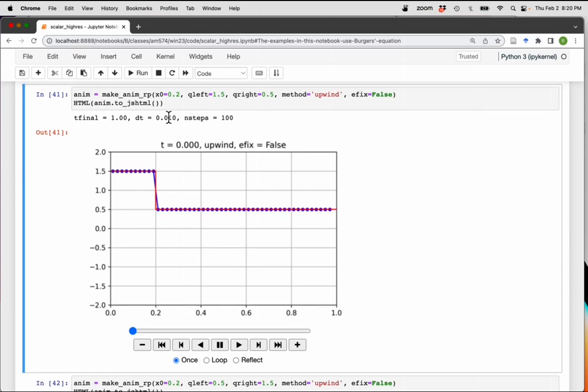And so I can specify where the initial discontinuity should be here at x equals 0.2, and what the left and the right states are, and which method I want to use, and whether or not I want to include this entropy fix. So let's first look at this upwind method, just written in this wave propagation form without any entropy fix, so ignoring the possibility of transonic rarefactions, and see what happens.